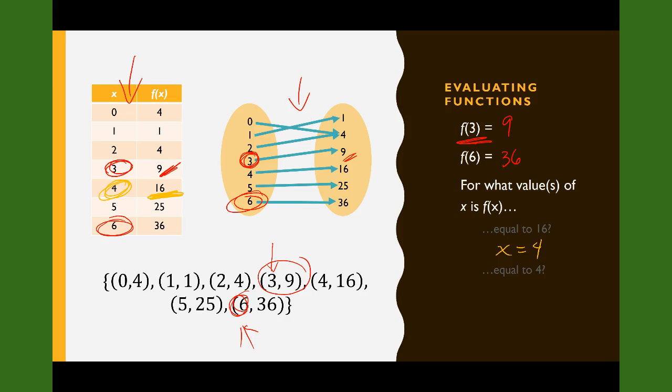The second question is, for what value or values of x is f of x equal to 4? And again, you have to find the outputs that are 4, and we see them here. You can use the mapping as well and see what inputs point to that output, and you can see from the table, from the mapping, and even from the ordered pairs that the x's that we are looking for are x equals 0 or 2.